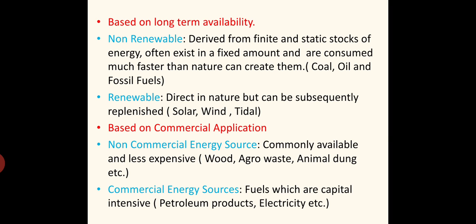Okay, based on commercial applications. The next classification is based on commercial application. Non-commercial energy sources and commercial energy sources are the classifications coming under this one. Commonly available and less expensive sources are usually called non-commercial energy sources: wood, agro waste, animal dung, etc. And commercial energy sources means fuels which are capital intensive. Petroleum products, electricity, etc. come under this category.